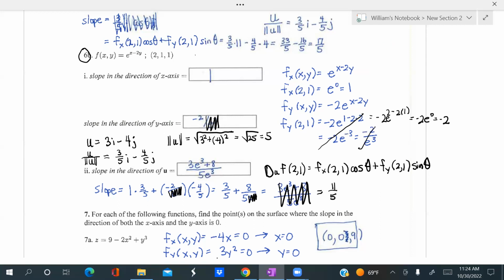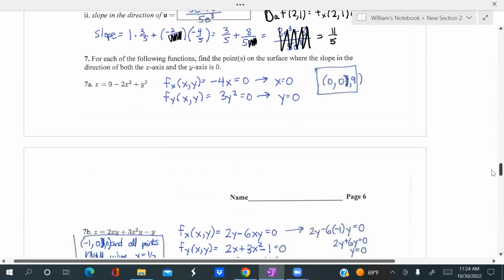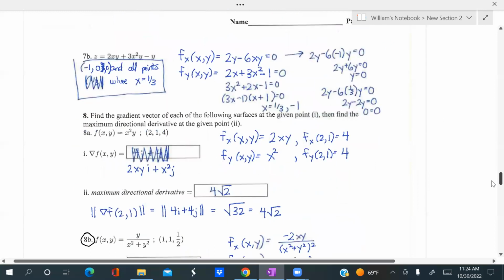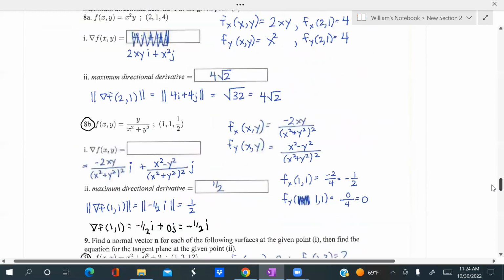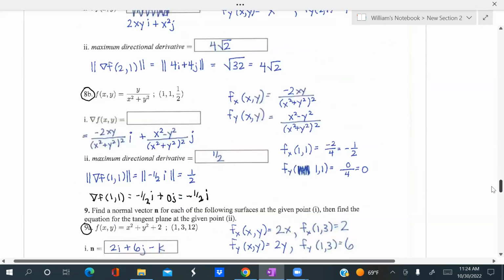So I think here, this final answer, the slope in the direction of u, 11/5, I think maybe that is correct now. If not, we can discuss that tomorrow in class before the test. Okay, let's go down now to 8B. Let's see if I have a mistake on this one as well.